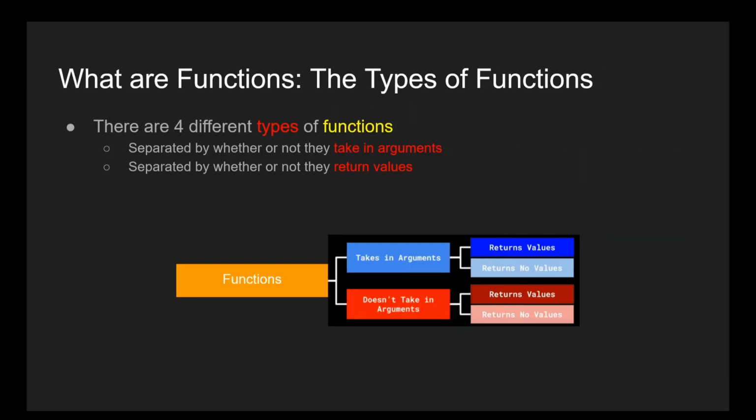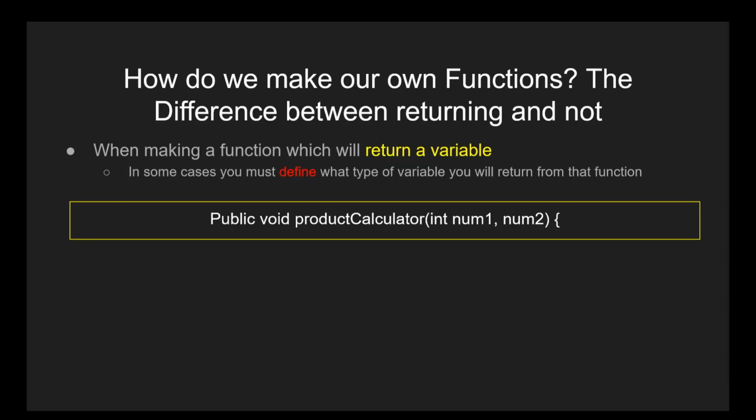So now that we have gone over how to make functions that don't return variables, we have to cover those that do. And we will start with ones that don't take in arguments. Now the main difference between defining functions that return variables and defining ones that do not is that in some cases you have to specify that you want this function to return an integer variable.